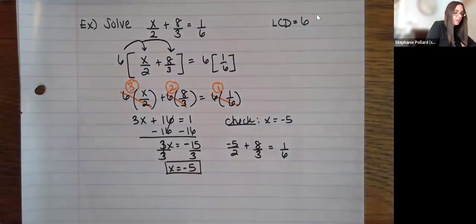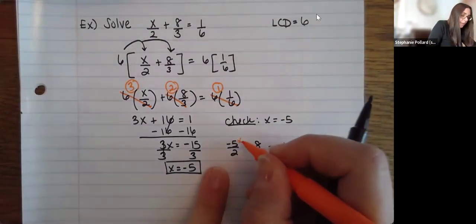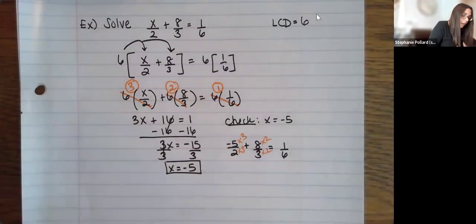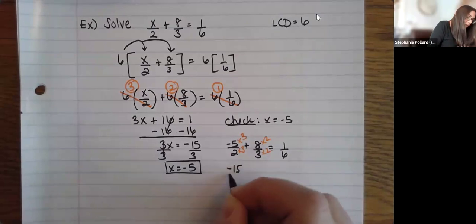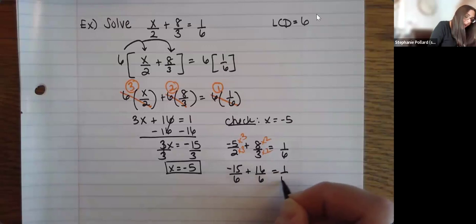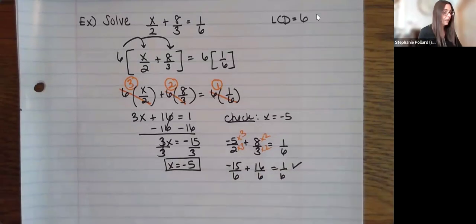Now, if I'm adding fractions, I do need common denominators. So this one I can multiply by 3 over 3, and this one by 2 over 2. That would give me negative 15 over 6 plus 16 over 6 equals 1/6. And now you can see that it does check out. Negative 15 plus 16 is 1. This is going to check out, and negative 5 is a true solution.